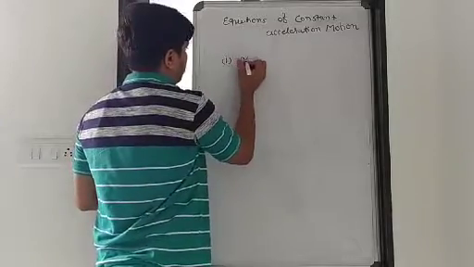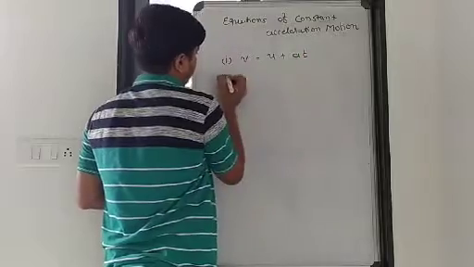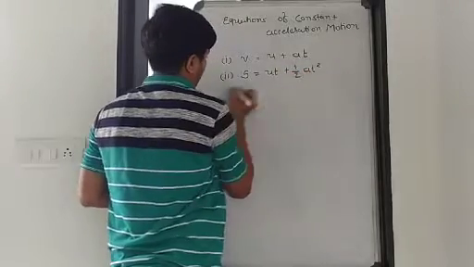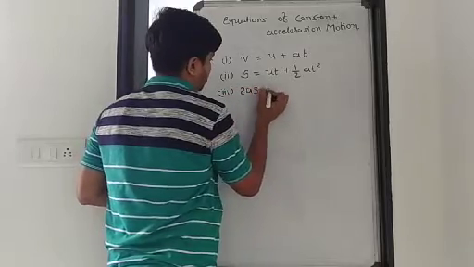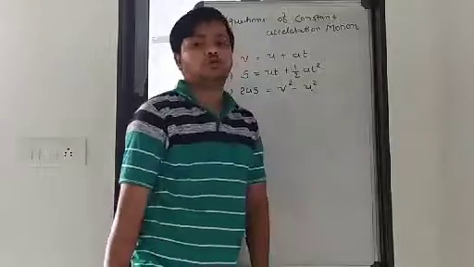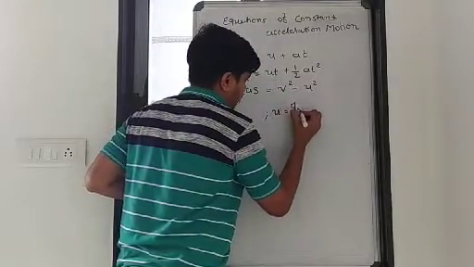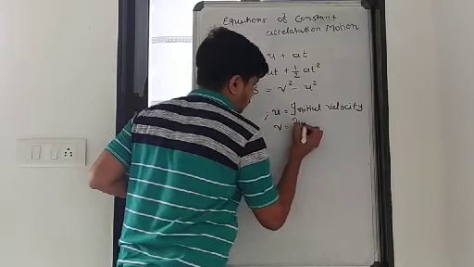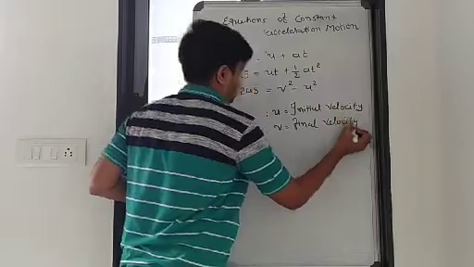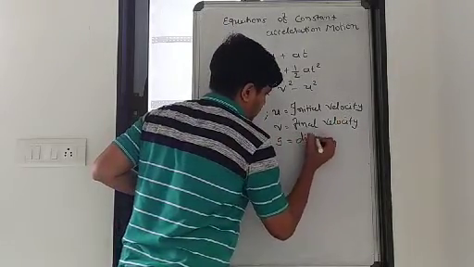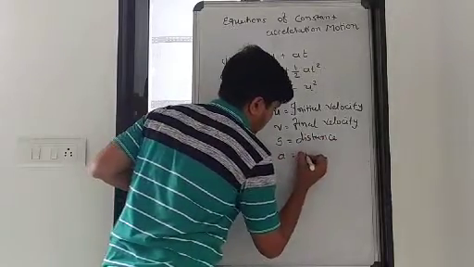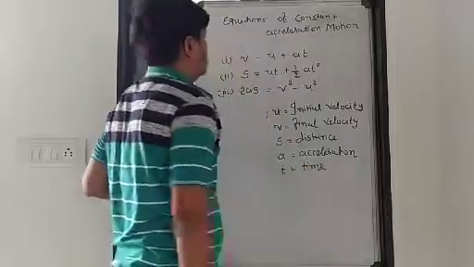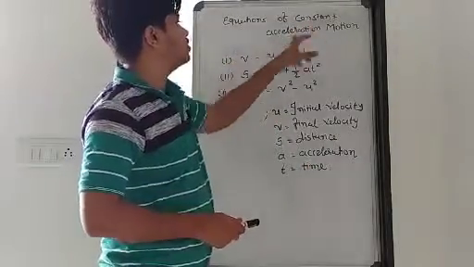The first one is V is equal to U plus AT. The second, S is equal to UT plus 1/2 AT square. And the third one is 2AS is equal to V square minus U square, in which U is initial velocity, V is final velocity, S is distance, A is acceleration, T is time. So generally there are three equations for constant acceleration motion.